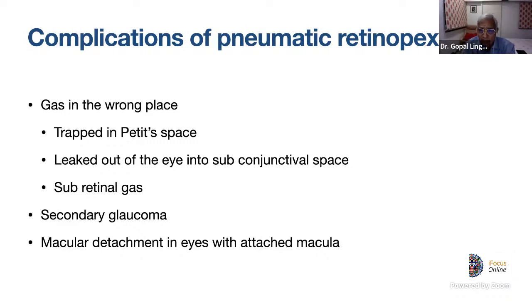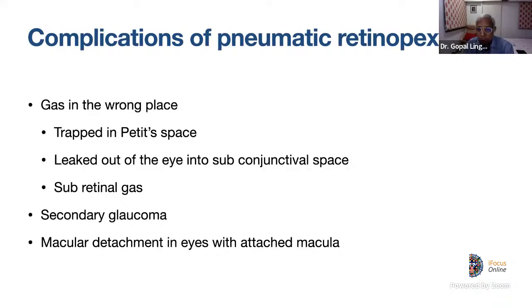Again, subconjunctival leak, the gas in the subconjunctival space doesn't harm the eye, but it is useless there. You don't want the gas to be less in quantity in the vitreous cavity. You don't want to lose that. So that's why it is a complication. Subretinal gas is a much more serious complication.